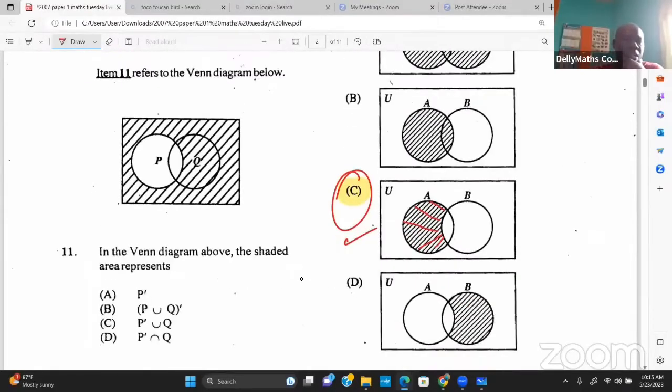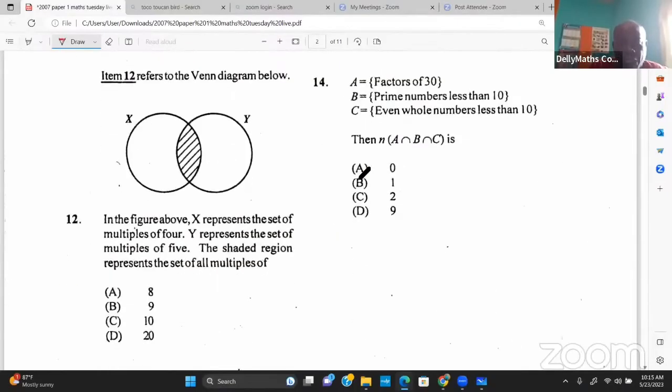All right, let's take a look at question 11. The shaded region represents, as you could see, the P is not touched, all right? So everything is shaded except P. This idea is called the complement of P, hence you'll see this little symbol here. So it means the complement of P. It's everything except P.